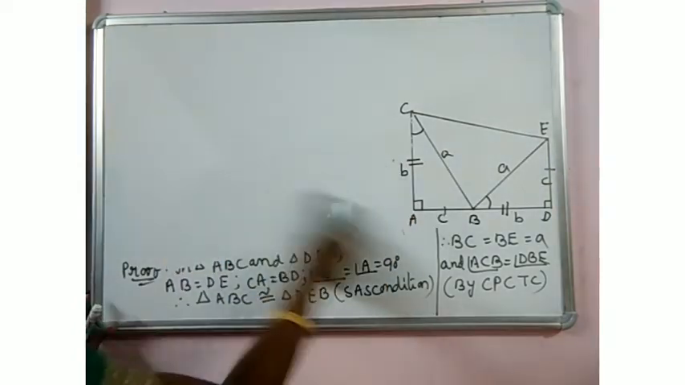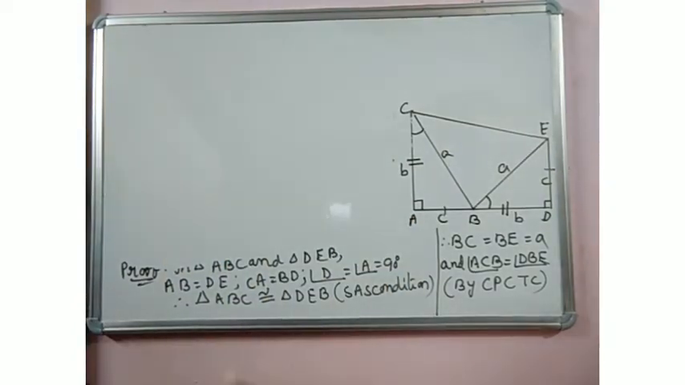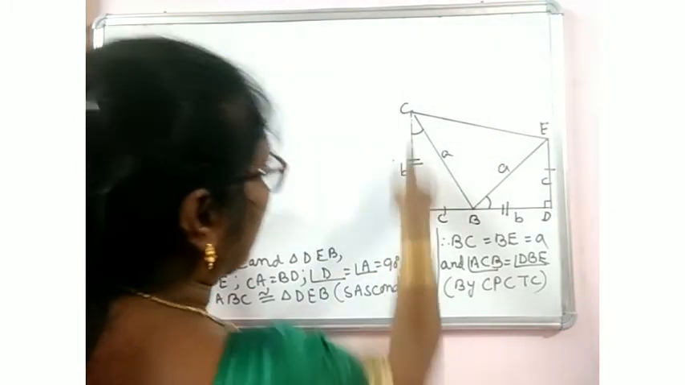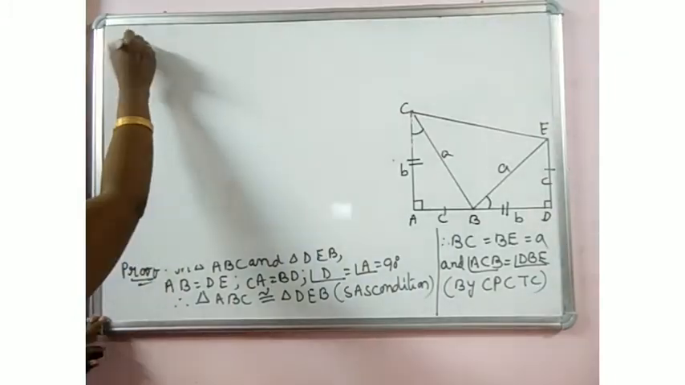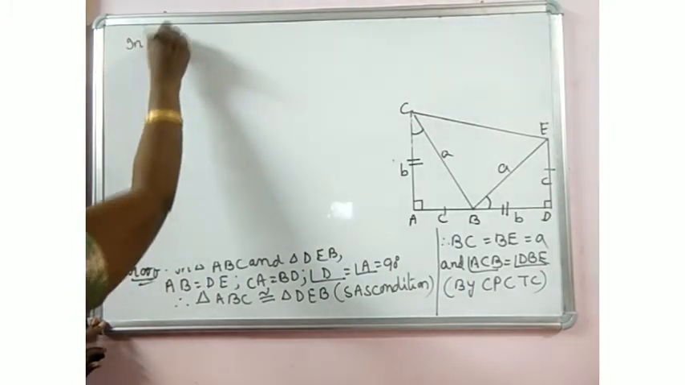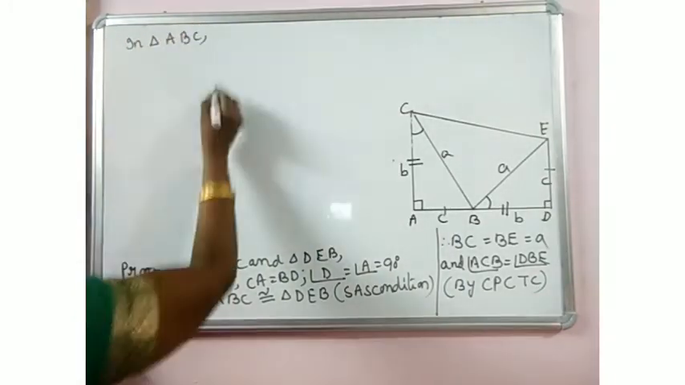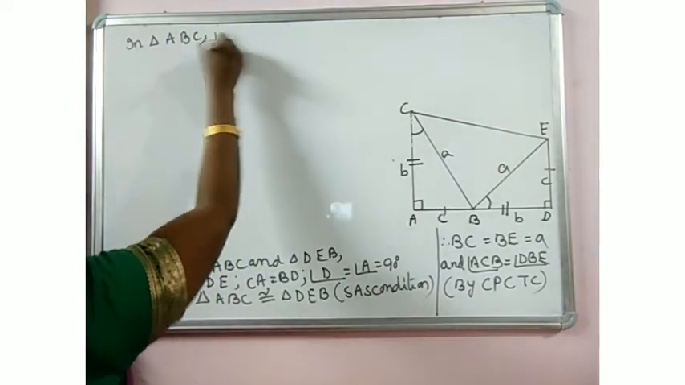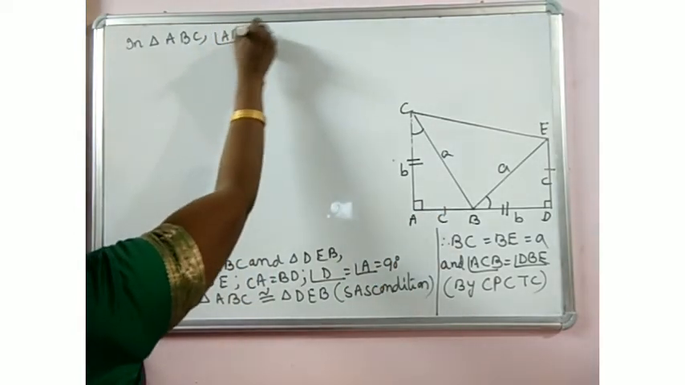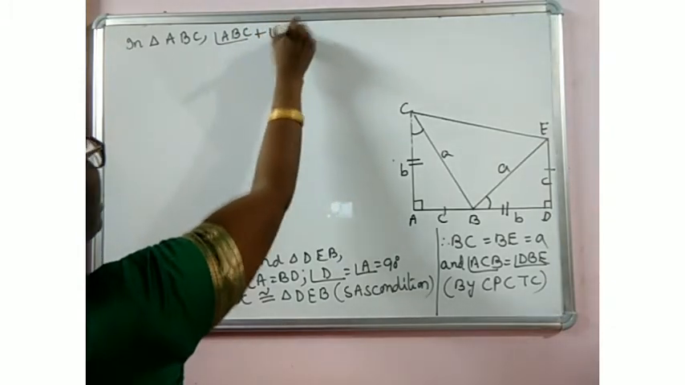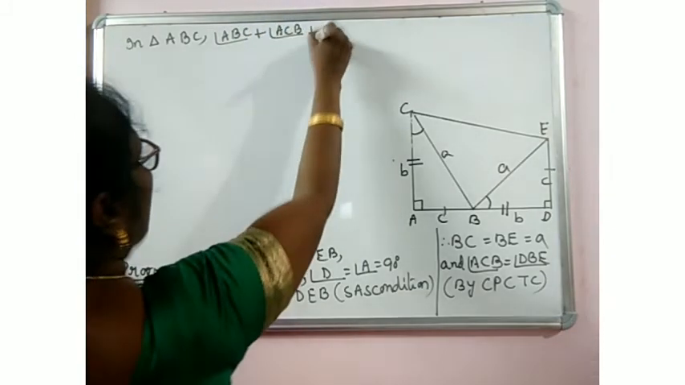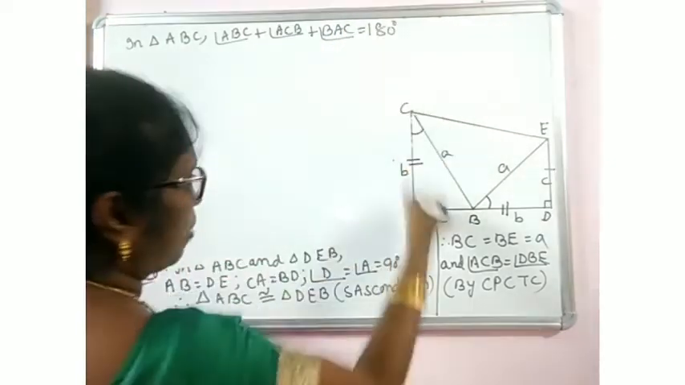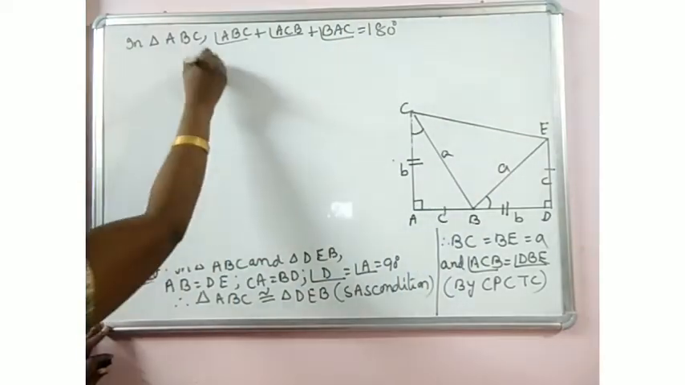What is given and all, I have to think only two steps is there. Now let us see. In triangle ABC, angle A is 90 degree, we know that. Okay, angle ABC plus angle ACB plus angle BAC is equal to 180 degree. Sum of three angles of a triangle is 180 degree.